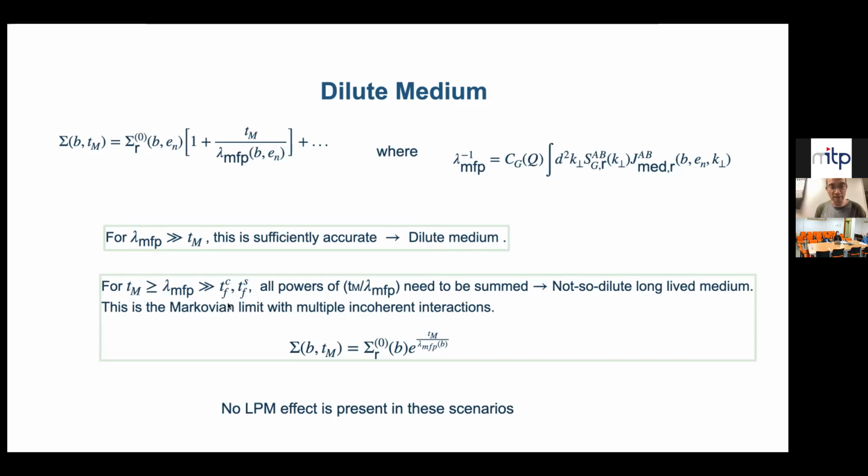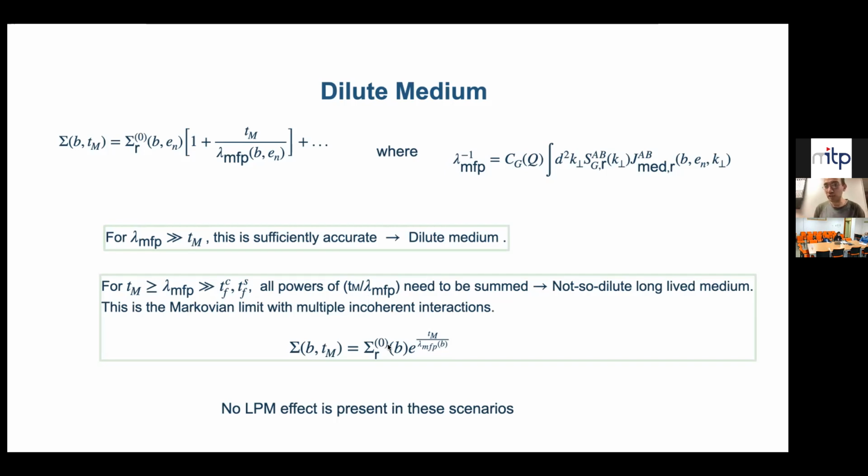But both of these scales are much greater than, so to speak, the coherence time of radiation, which I alluded to earlier. So in this case, all of the powers of T_m over lambda mean free path do need to be resummed. But because of this condition that the coherence times are much smaller, the multiple interactions of the jet with the medium are essentially incoherent, which means that the Markovian approximation holds in this case.